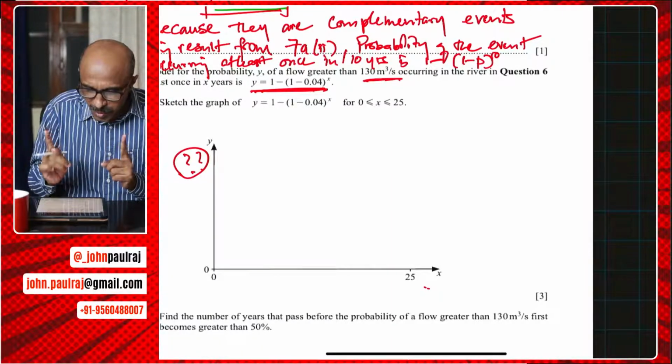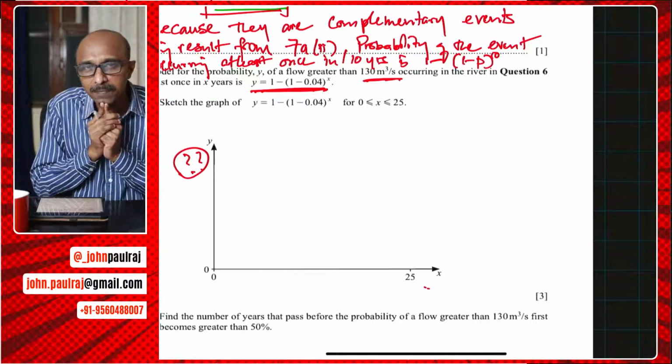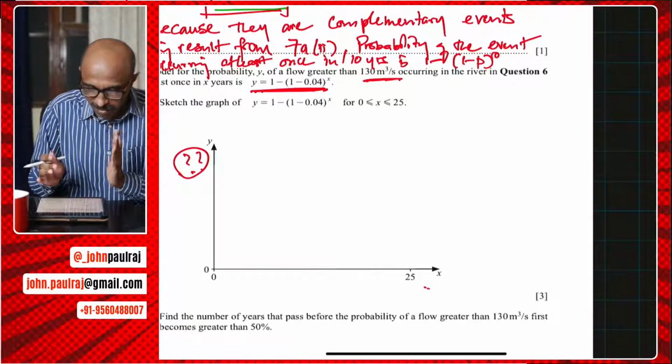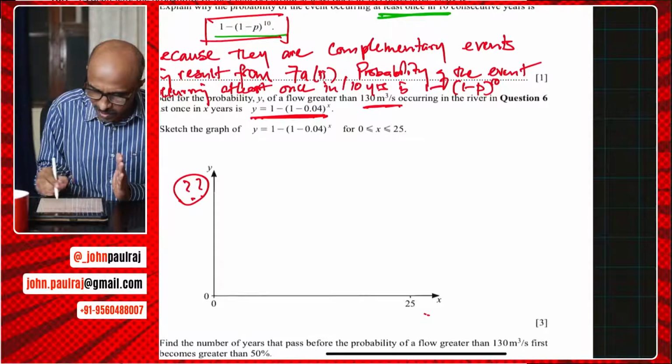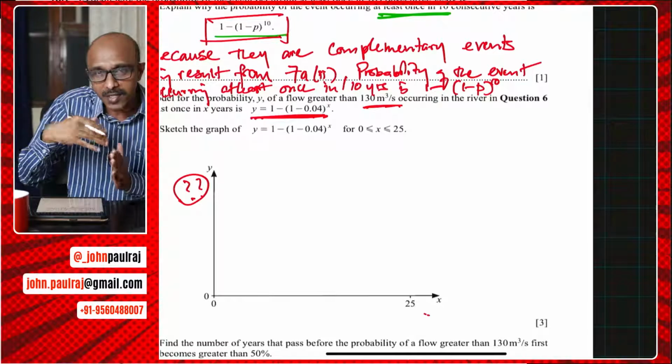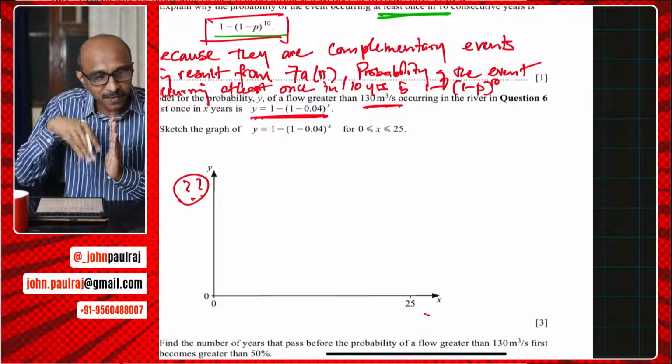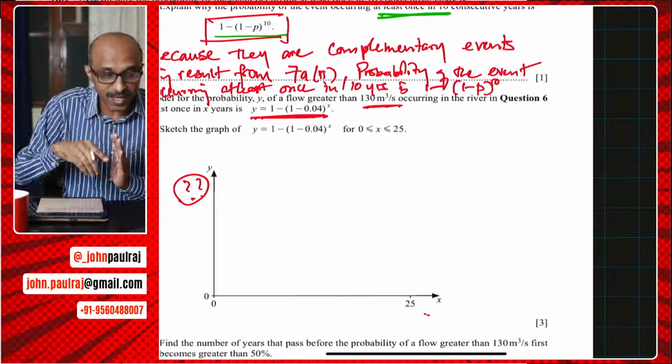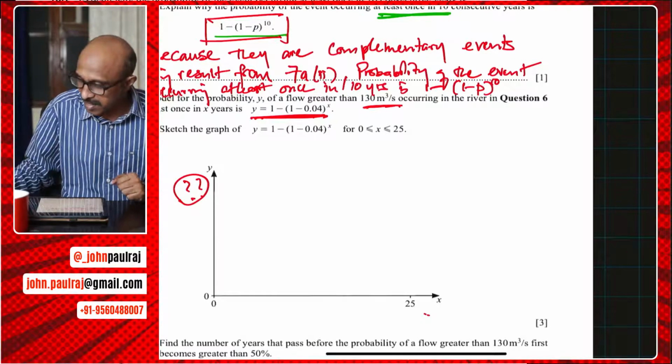Okay, and since we are talking about probability, can you guess what it should be? It says y is the probability, right? So that should be a little hint. If you're not able to see a nice clean graph, you know what's being represented on the y-axis, so accordingly make that adjustment here.